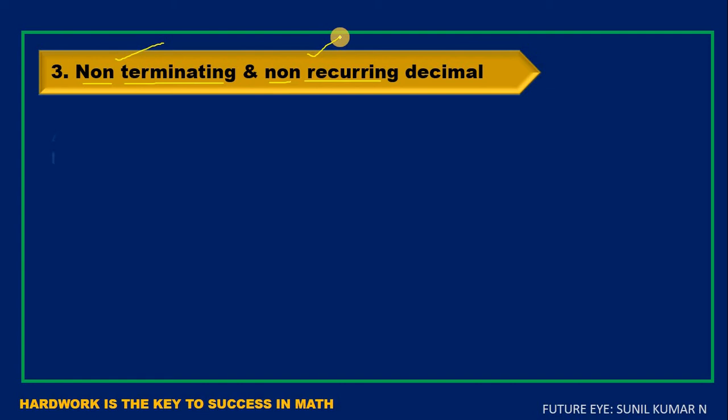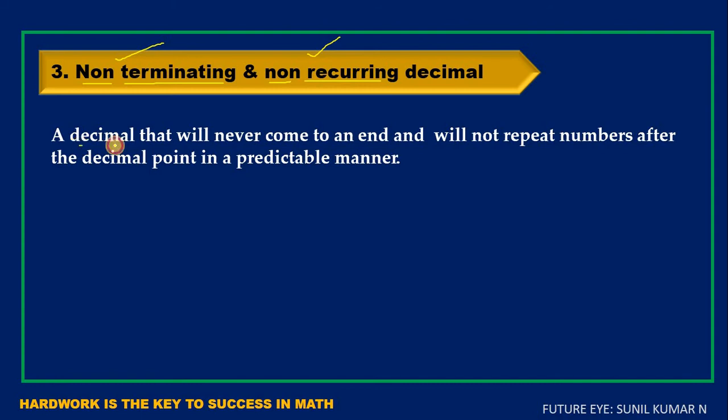Let's see the definition first here, children. A decimal that will never come to an end and will not repeat numbers after the decimal point in a predictable manner. So this kind of decimals are examples of non-terminating and non-recurring. Let's see one example here, children.